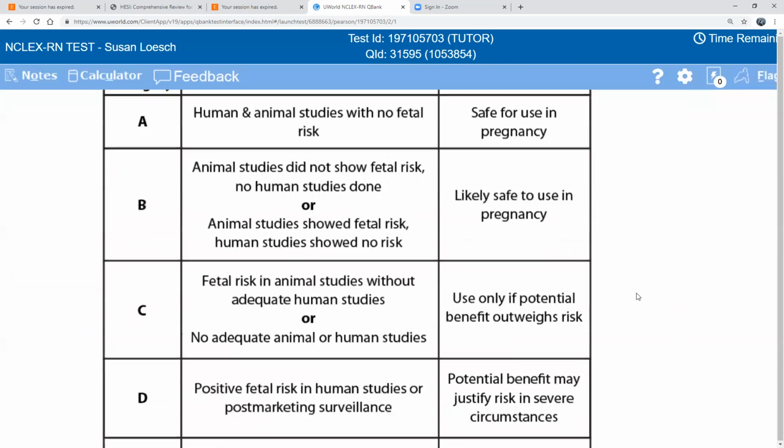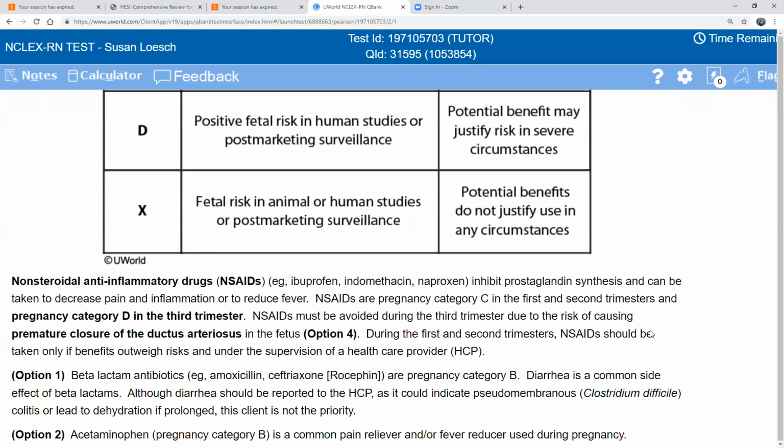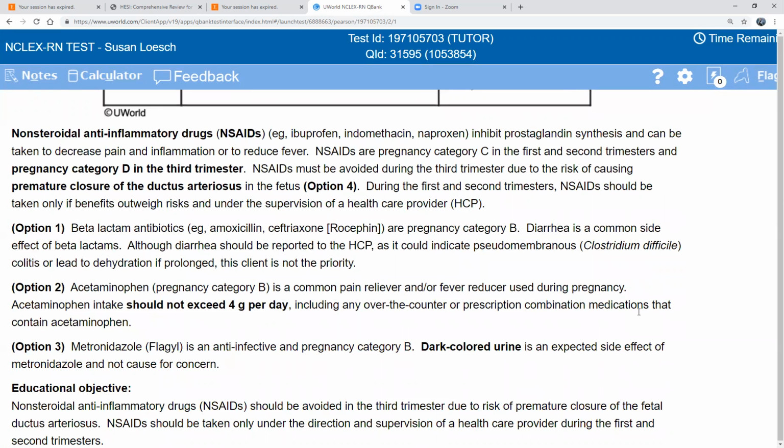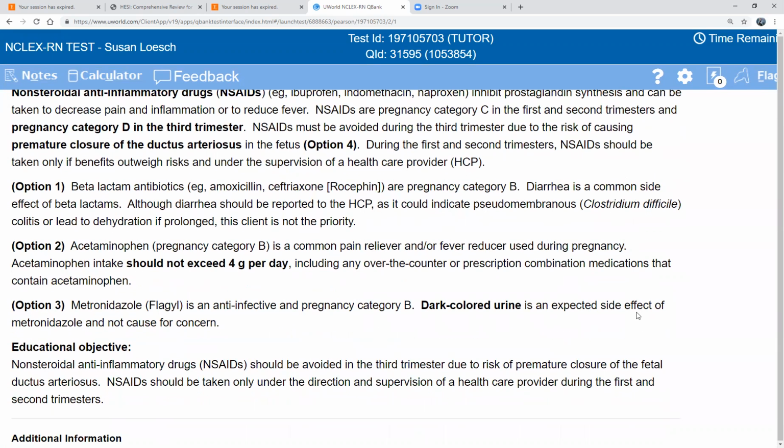Got it. Okay. So the ductus arteriosus could close early. All right. And you wouldn't want that to happen. I was thinking about the uterine contraction, all this. But that's good though. We were able to talk about that. I didn't know that part of it.